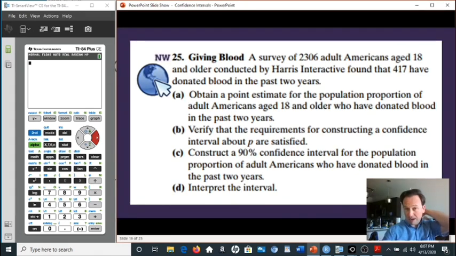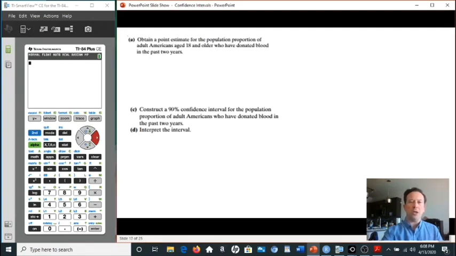Okay, so this is one of the examples I have printed out for you on your notes. Let's take a look at it. We're going to be skipping question B, by the way. A survey of 2,306 adult Americans aged 18 and older, conducted by Harris Interactive, found that 417 of the 2,306 have donated blood in the past 2 years. So what we'd like to do in question A is to obtain a point estimate for the proportion of adult Americans 18 and older who have donated blood in the past 2 years.